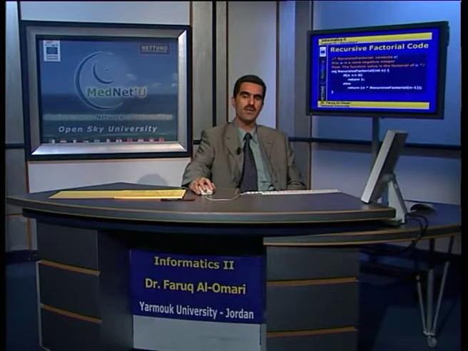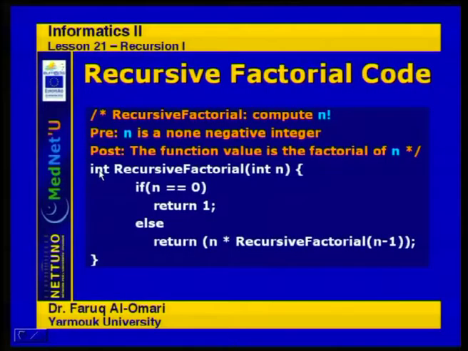Okay, it's going to return an integer value, and that's the value of the factorial, and takes the integer n as its input. And I check on my terminating condition. If n equals 0, then return 1. Else, I return n times the name of the function, but this time I'm passing n minus 1.